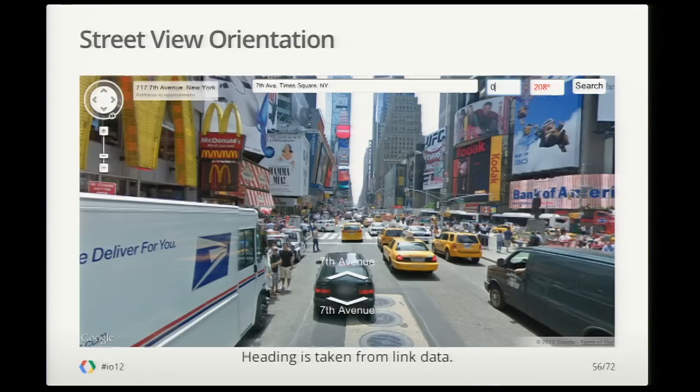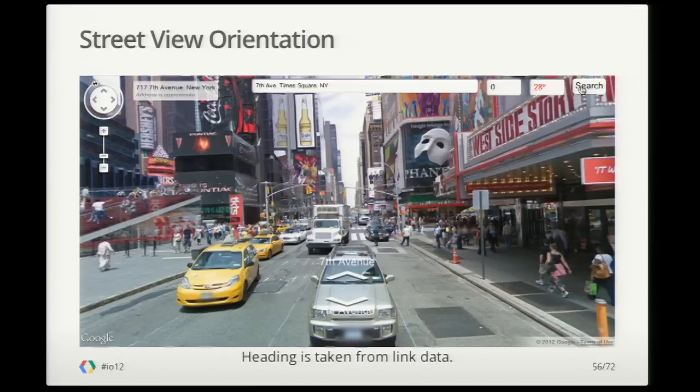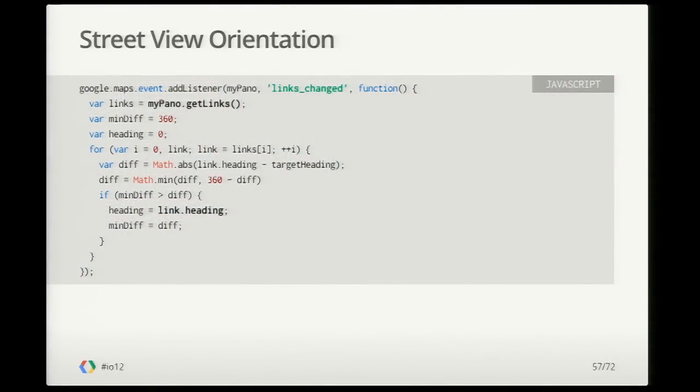So if we wanted to be looking north instead, it says, well, the closest heading is 28 degrees, and there's a link off that way. So we know that we're looking down the street. This is also really simple to do, but quite powerful.